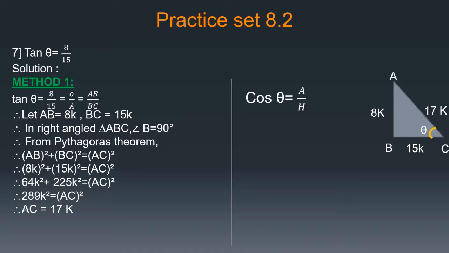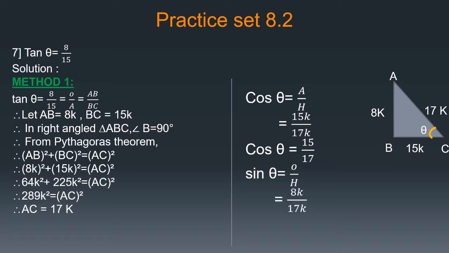We are going to find out the remaining two ratios. Cos ratio is equal to adjacent upon hypotenuse. Adjacent is 15K and hypotenuse is 17K. K and K get cancelled. We get cos theta as 15 upon 17. Similarly, sin theta is opposite upon hypotenuse. Opposite side is 8K and hypotenuse side is 17K. So K and K get cancelled. We get sin theta is equal to 8 upon 17.